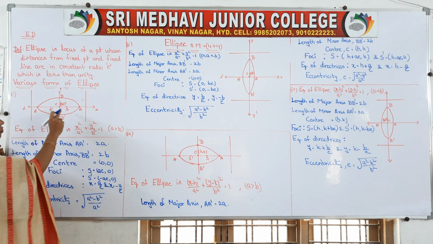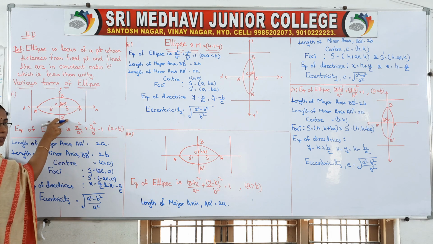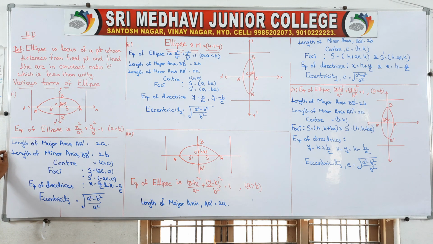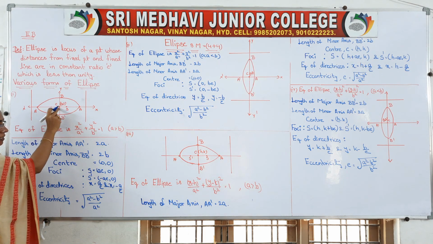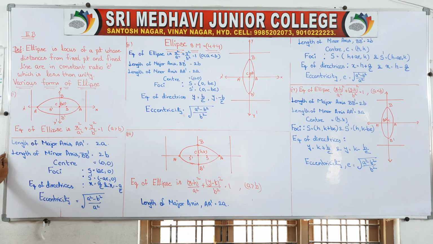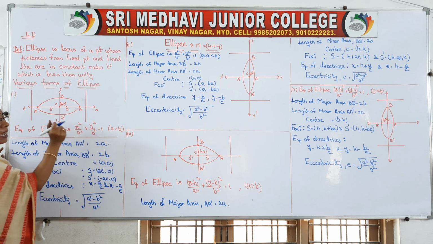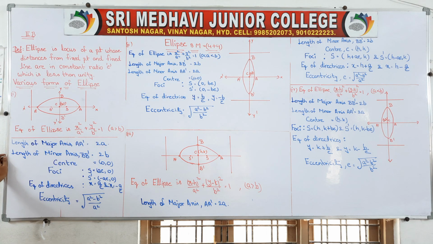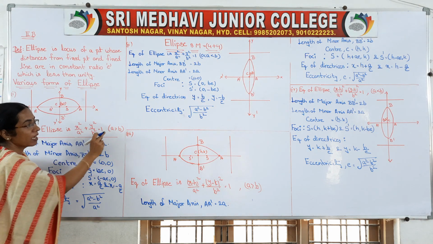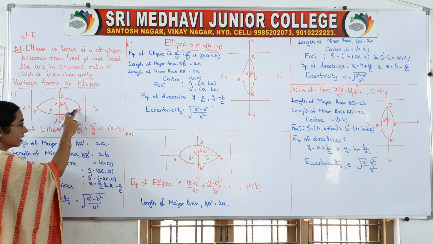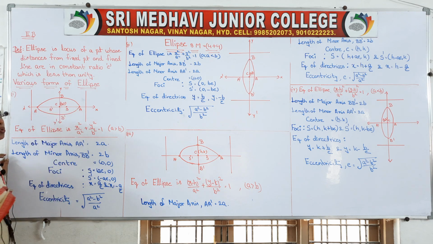It contains two foci S and S dash, two directrices, and a major axis and minor axis. The point of intersection of major axis and minor axis is called the center, which is the origin 0, 0. And what is the standard form of equation? The ellipse equation is x square by a square plus y square by b square is equal to 1, where a is greater than b. This is your major axis and its length is 2a.